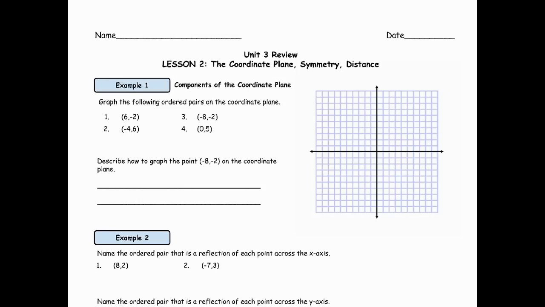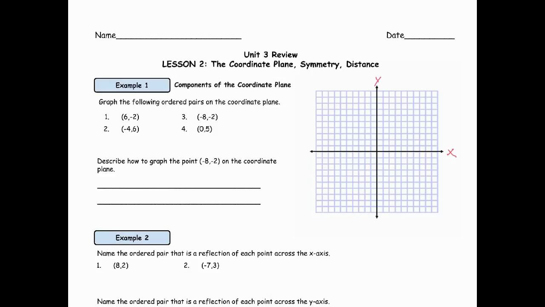And of course, if we look at it, we can see that there's two axes. The horizontal axis is our x-axis, and the vertical axis is the y-axis. Where they intersect is called the origin at 0, 0. Now also, as we can see, the x-axis and the y-axis split the coordinate plane into 4 sections or quadrants.